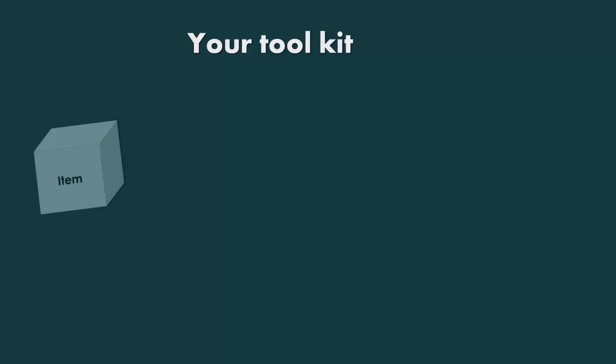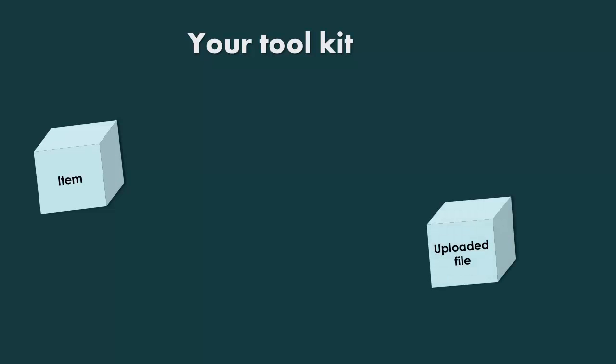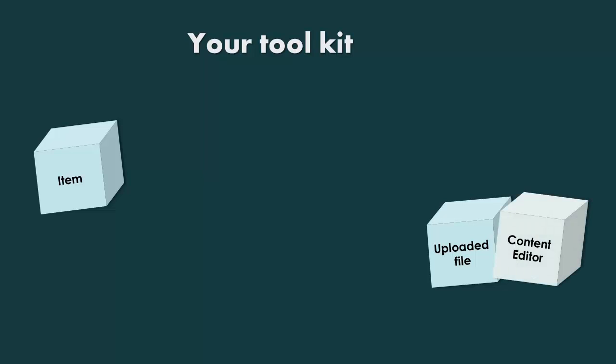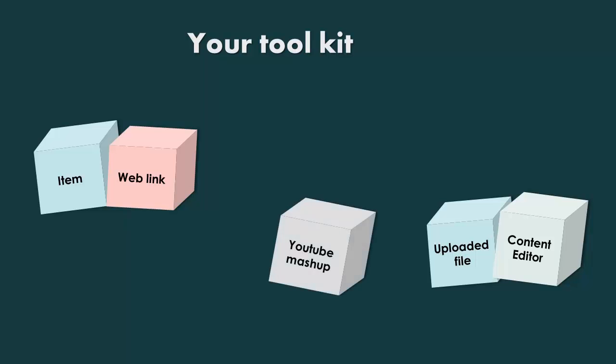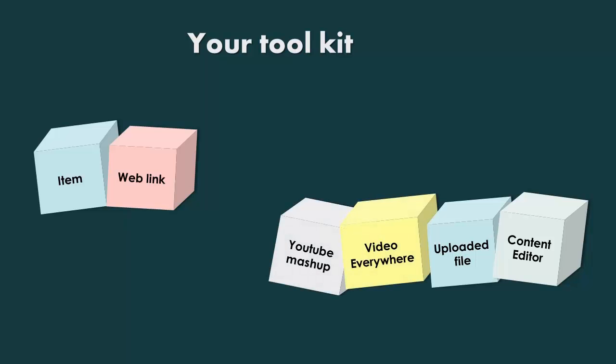An item can include attached files and text, either typed or cut and pasted directly into Blackboard. Using the content editor, you can format your text, add images, videos, or audio, and make clickable links to other web resources. A web link is just that, a link to a website. You can add video in a couple of ways: YouTube mashup or video everywhere.